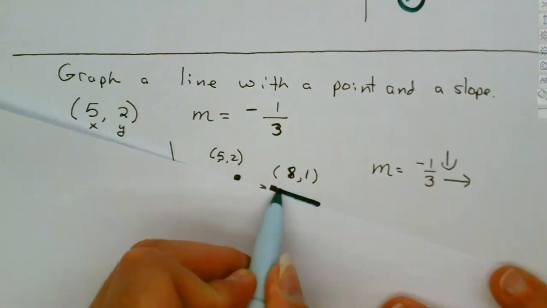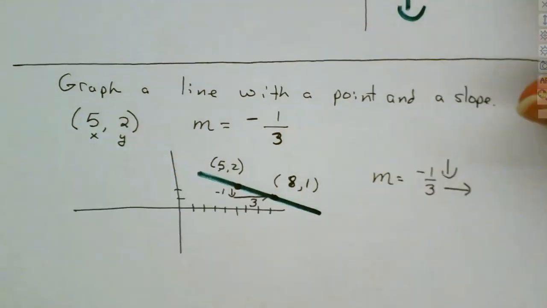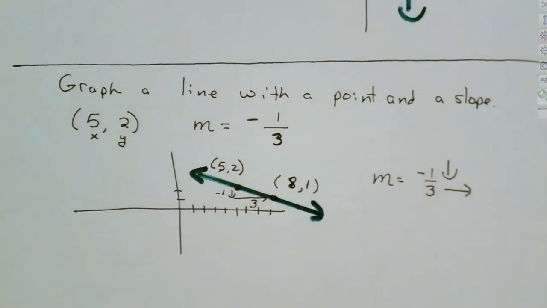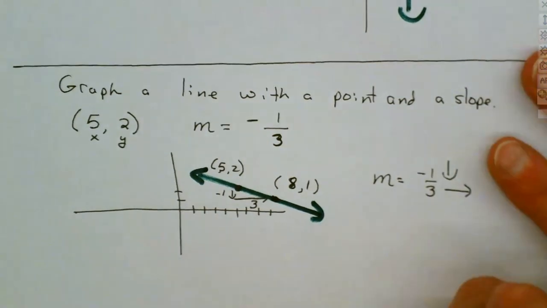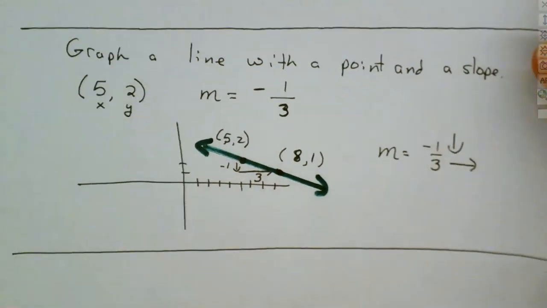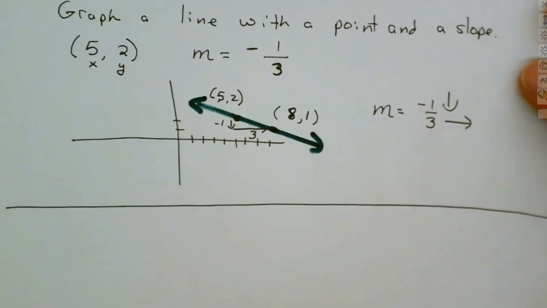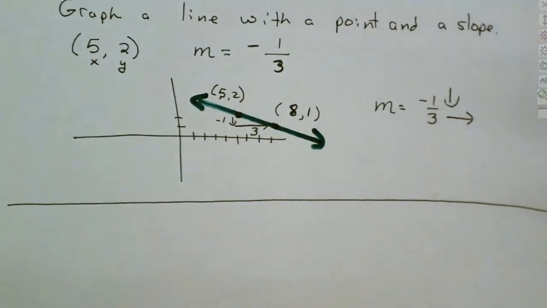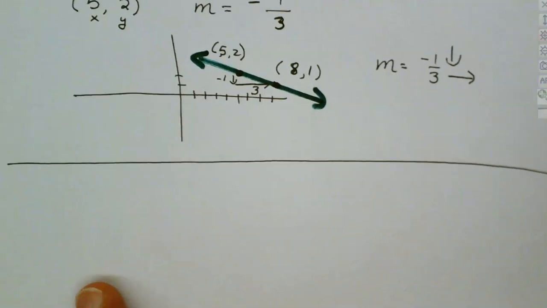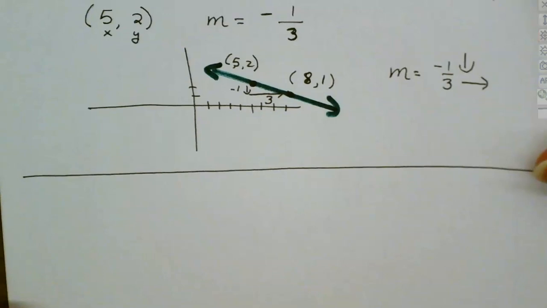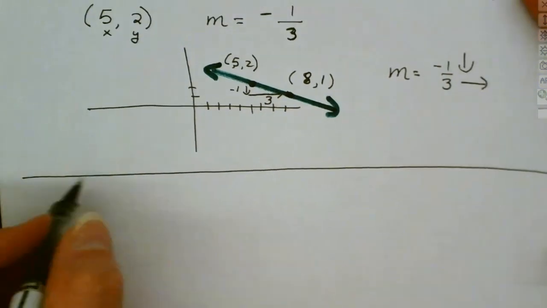So we can connect these together with a ruler or a straight edge there. And there's your graph. Let's do another one, and then we'll talk about how to find the slope when you're given 2 points. Okay, so this is how you graph a line when you have a point and a slope. You plot the point, make sure you still see it there, and use your slope.